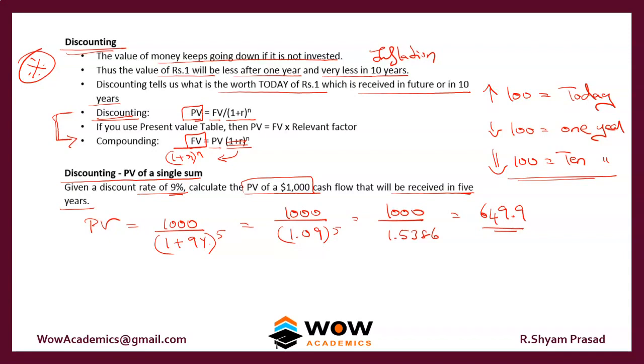But you might wonder how this number came. You can also get this number like this: 1.09 into 1.09 into 1.09 into 1.09 into 1.09. If you do, you will get this. As this is very tough, it's better to do this one. So to do this, you can just take 1.09, take a scientific calculator, and use the power button like this, and put 5. Then put an equal symbol, and you will get this number very quickly.